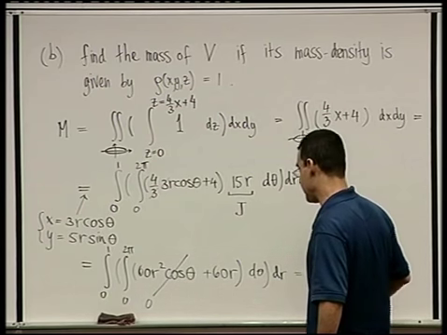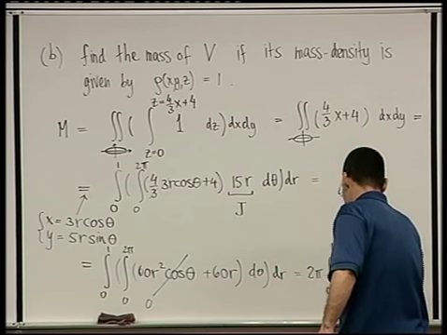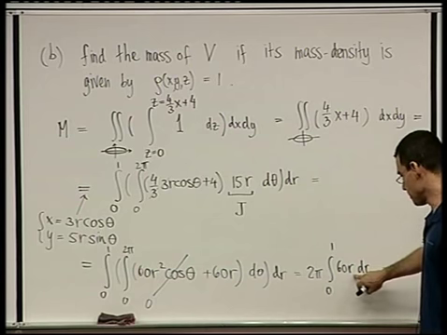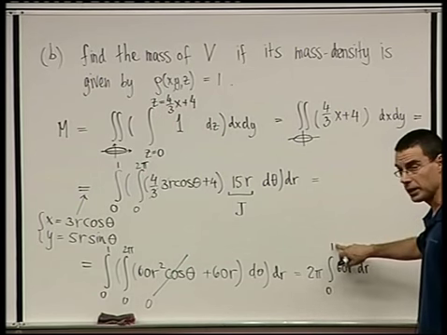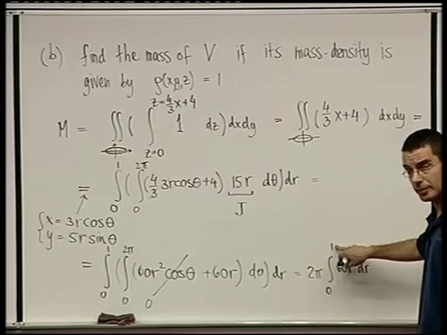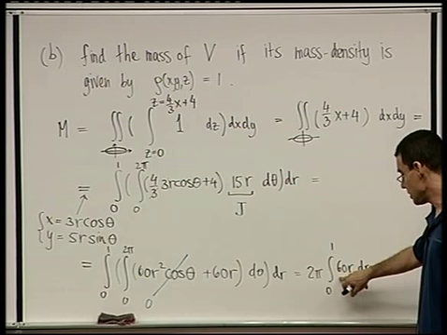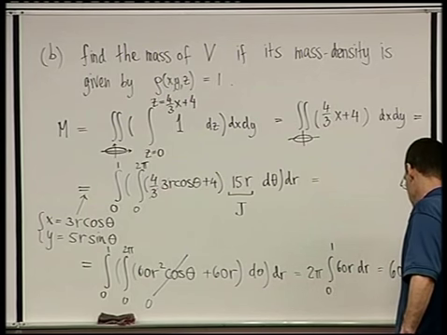So I have 2 pi, the integral from 0 to 1 of 60r dr. And then there's an r squared over 2 from the antiderivative. When I plug in 1, it contributes 1/2. Right? So 1/2 times 60 is 30 times 2 pi. I get 60 pi.